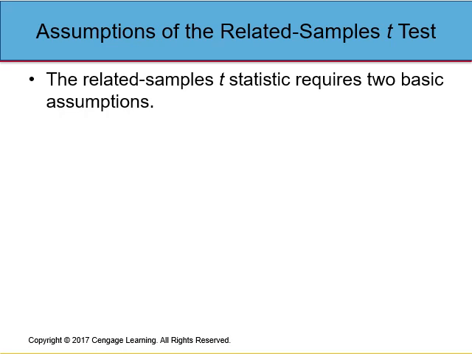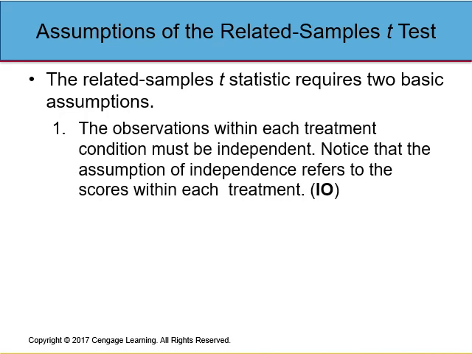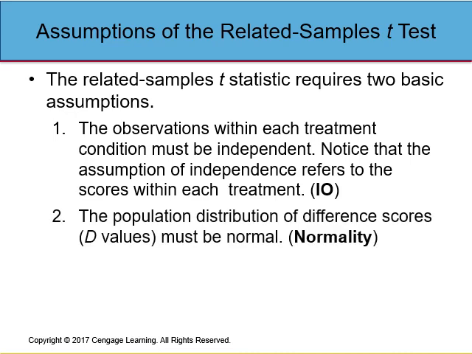Here are some assumptions of the related samples t-test. It requires 2 basic assumptions. The first one is that observations within each treatment must be independent. It refers to the scores within each treatment. So, for example, the same person couldn't take 2 pre-tests. The second is that the population distribution of the difference scores must be normal. This is the assumption of normality.